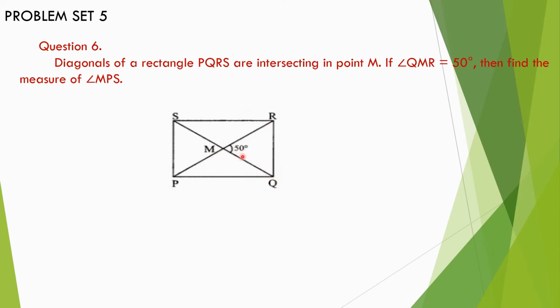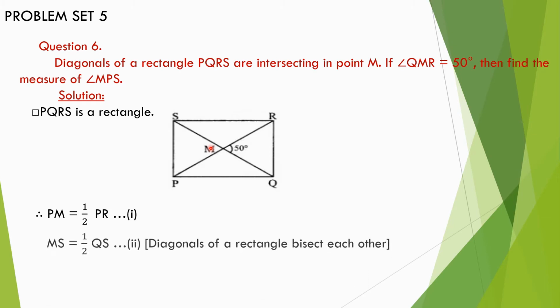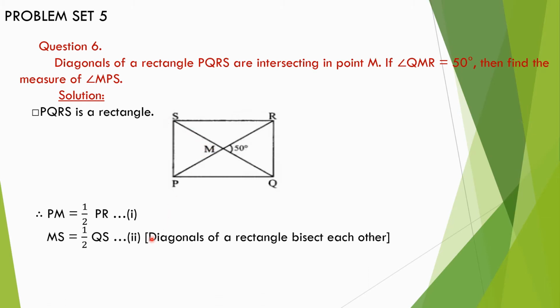In this question we have to find angle MPS. And solution: PQRS is a rectangle. You already know that diagonals of a rectangle bisect each other. Therefore, PM is equal to half into PR, that is equation number 1, and MS is equal to half into QS, that is equation number 2, because diagonals of a rectangle bisect each other.